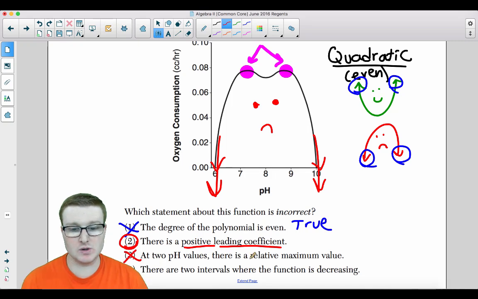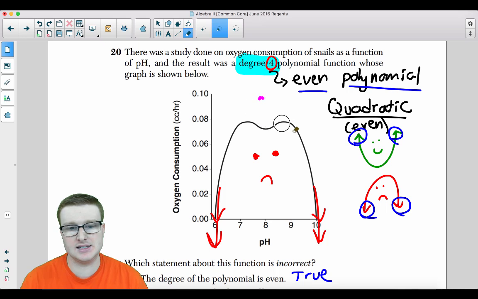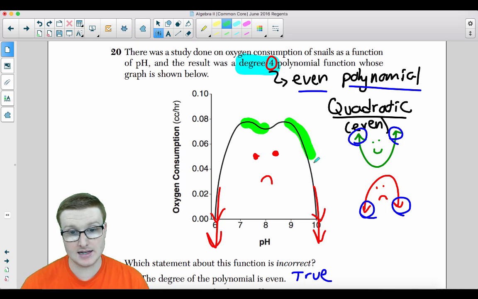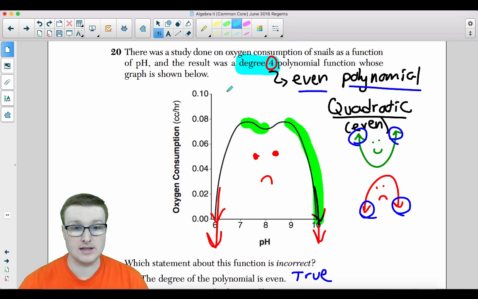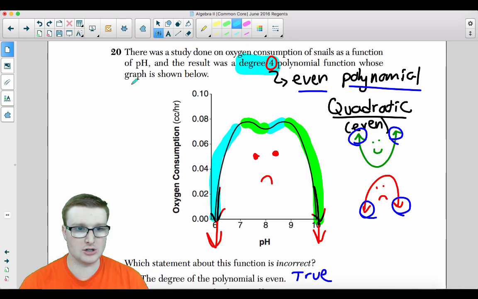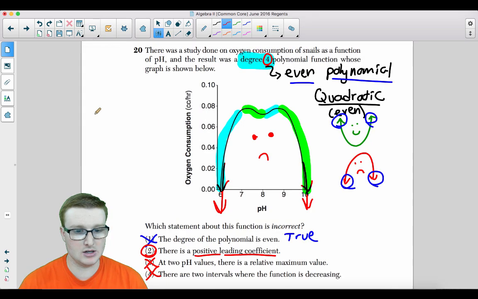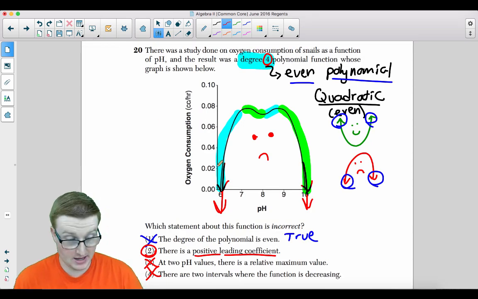Then there are 2 intervals where the function is decreasing, absolutely, and it took a keen eye to see it. The two intervals where it's decreasing are here and here. So it's increasing here to here, but it's decreasing for the greens. So that's why both of those answers down there are true. Okay? So your answer for number 20 is going to be choice 2 for that question.